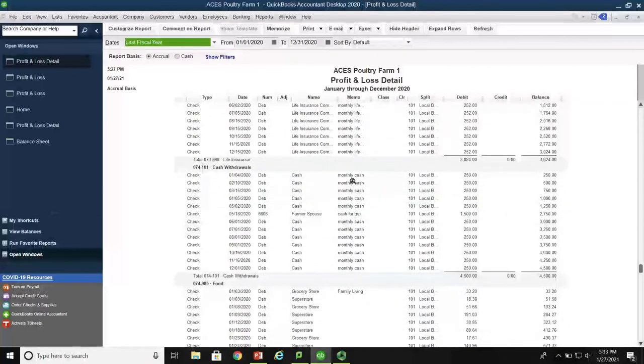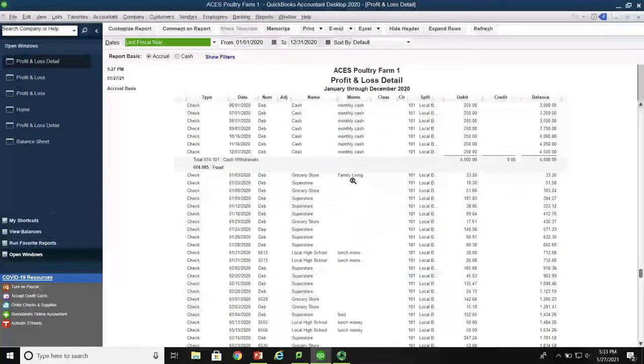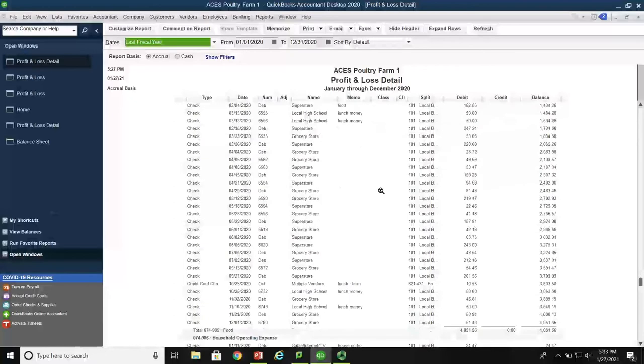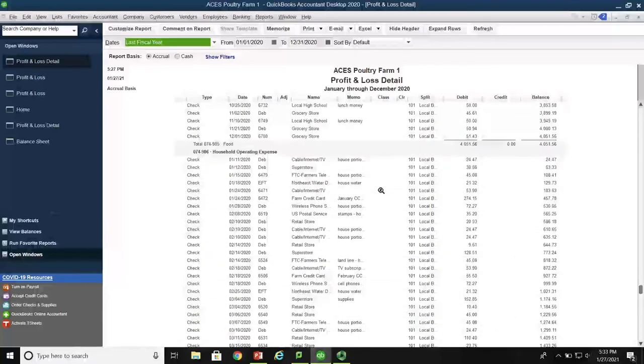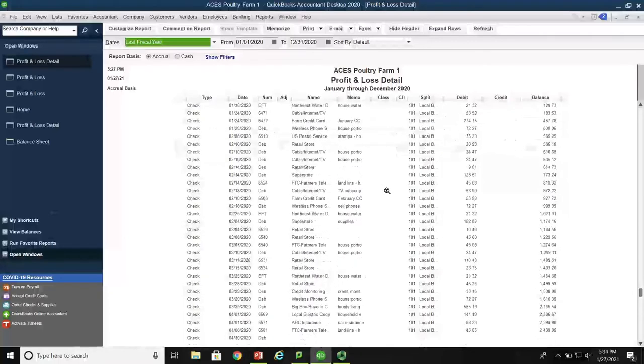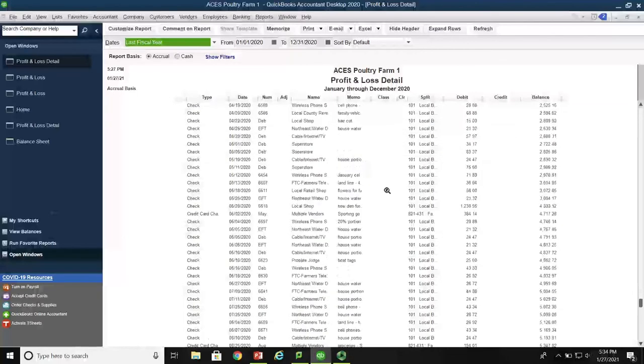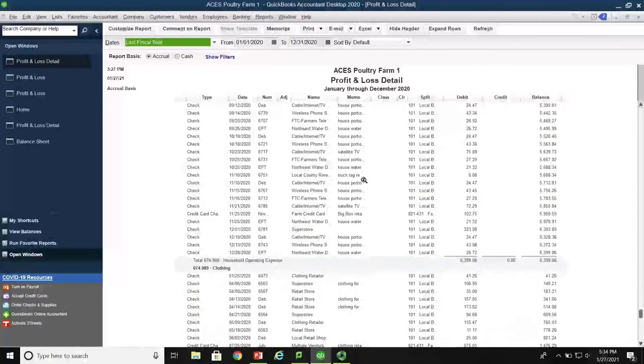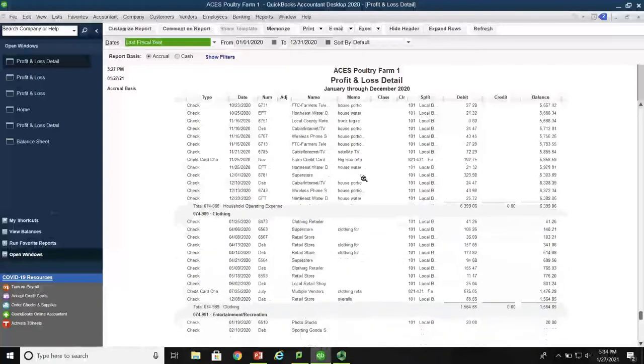Here's the cash withdrawals where the farmer just went to the bank and took out some walking around money. Here are food items that were paid for using the farmer's debit card, because you notice most of these are debits as opposed to checks. Here's some high school lunch money right here. So there are a number of those. Then we also have other household operating expenses. So there's just a hodgepodge of different types of family living type expenses here, and you can see there's a good number of them, which is not uncommon at all for farmers that I've worked with.